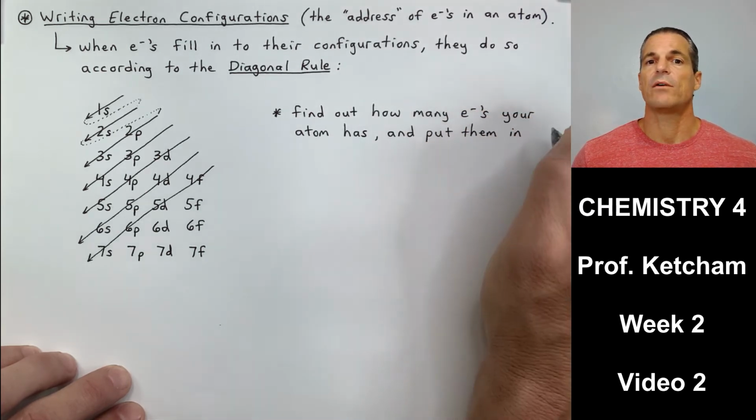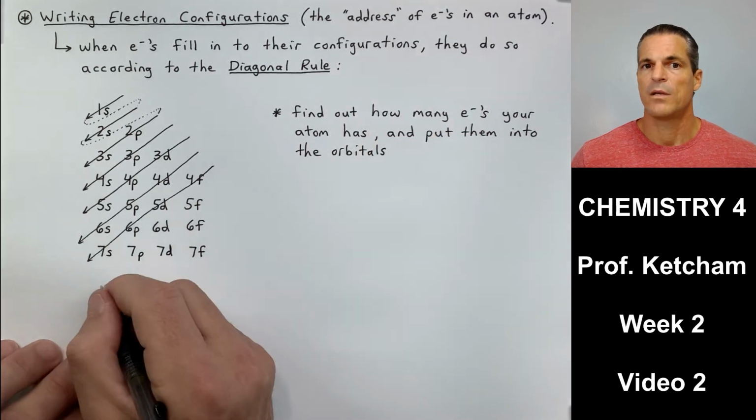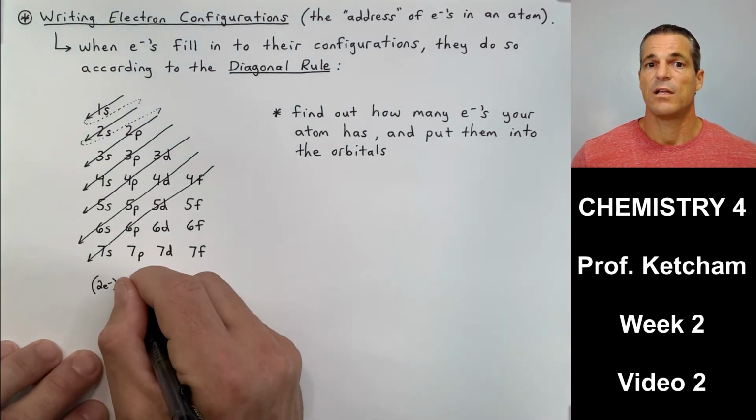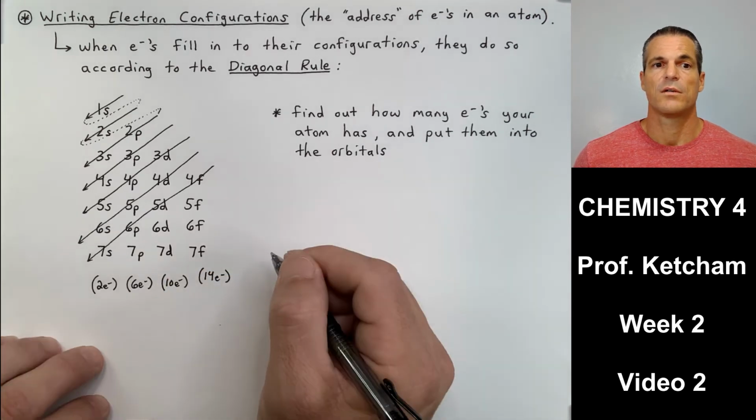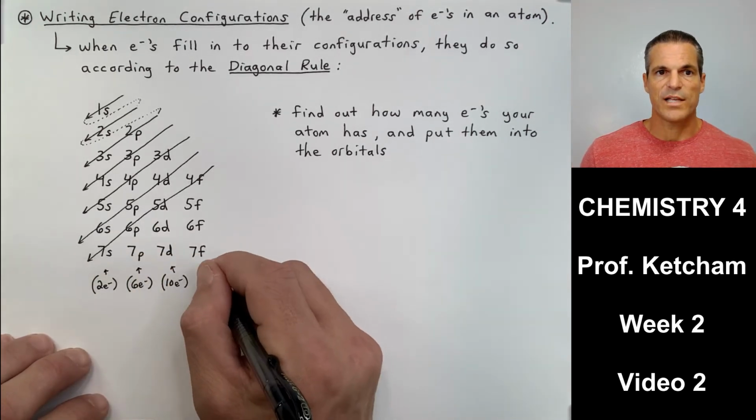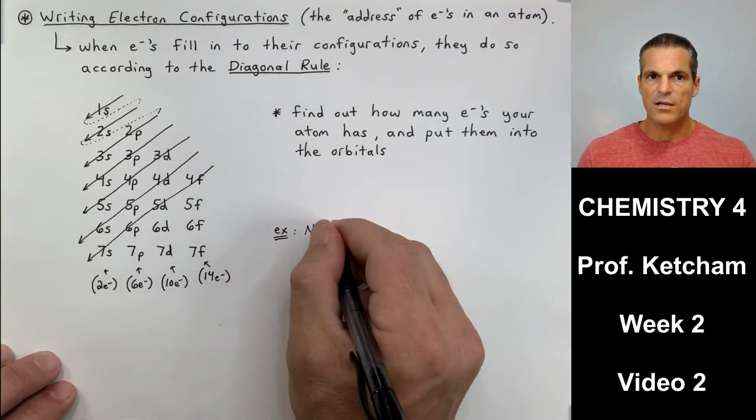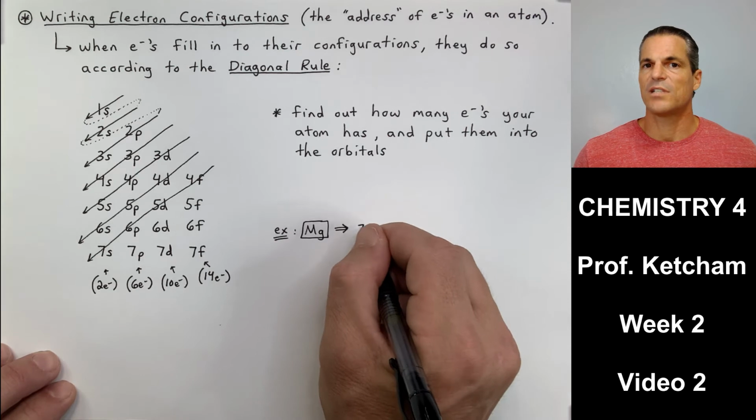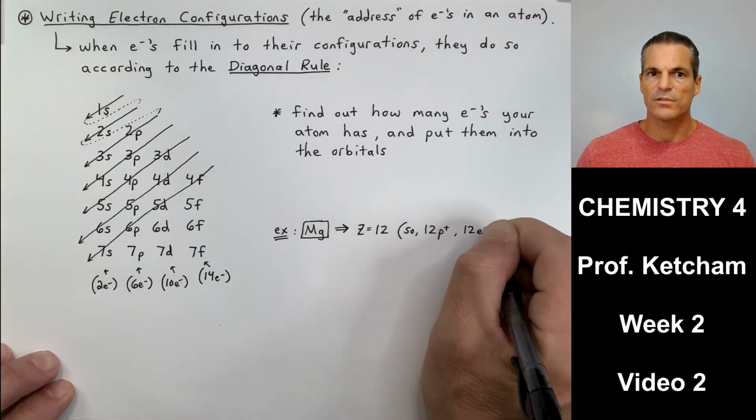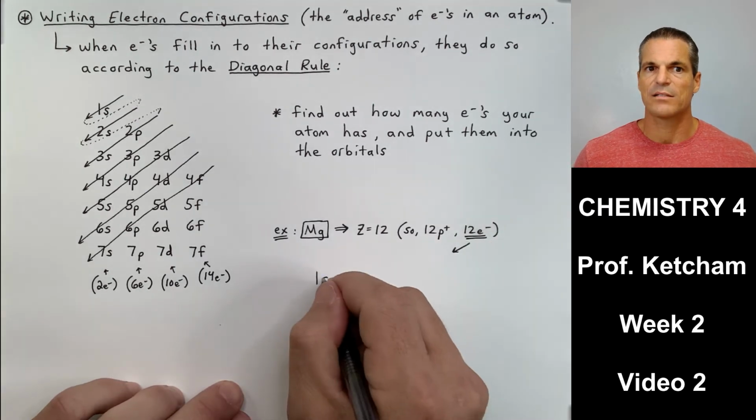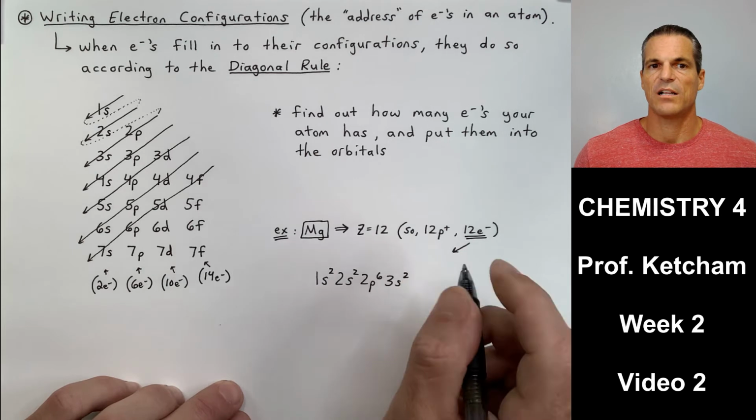So we're going to find out how many electrons your atom has. If I give you an atom, you find out how many electrons it has, and then you put them into their orbitals according to the diagonal rule chart. Remember, the vertical s's, 1s, 2s, 3s, can hold 2 electrons. The vertical p column, the second column, can hold 6 electrons total. The d's, there are 5 d orbitals, which means 10 electrons max. And on the very far right, the f column, 14 electrons max.